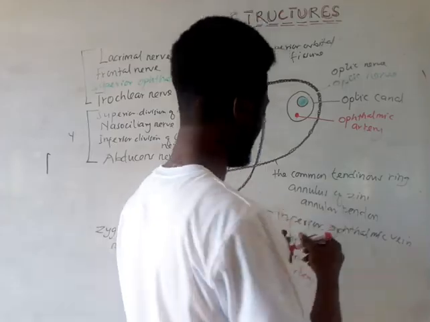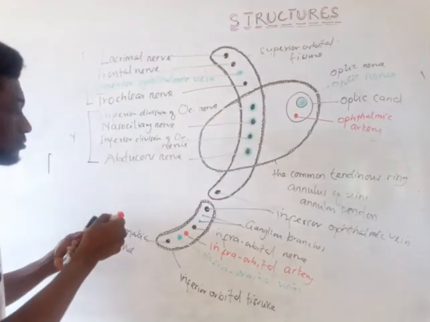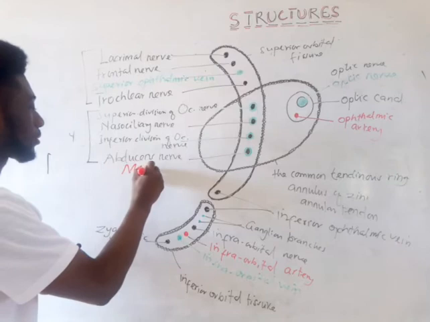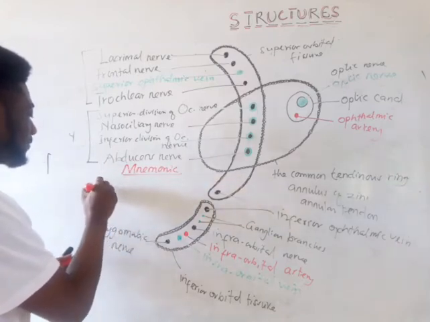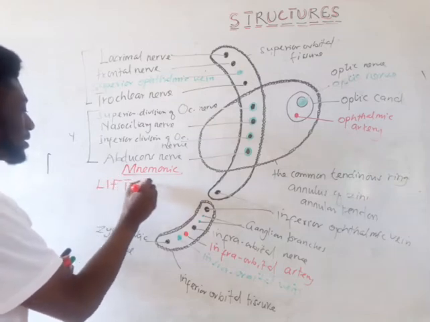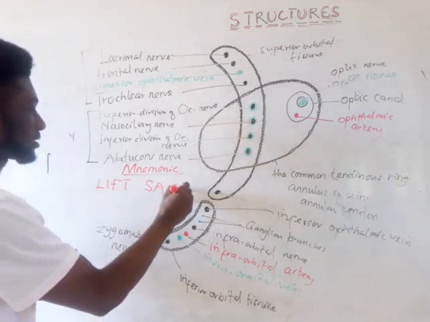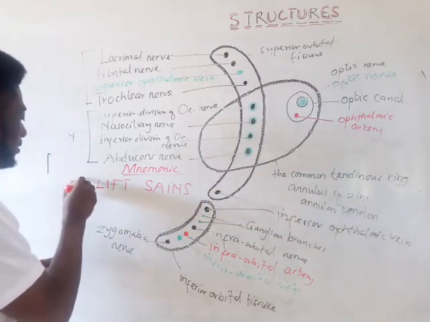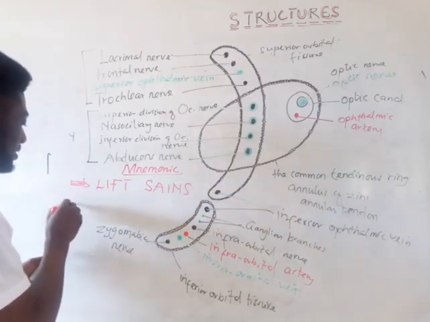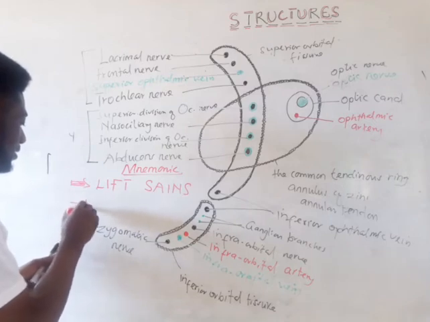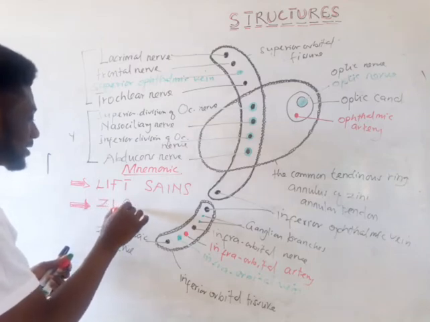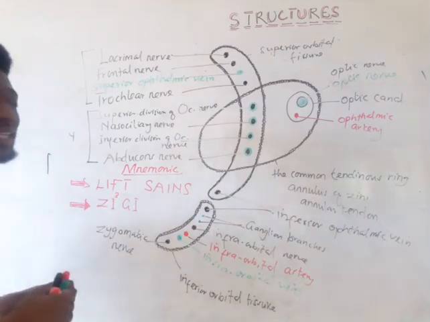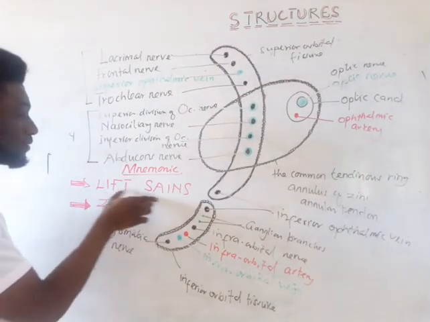The first one is the mnemonic LIFTS AINS. And then the second one is Ziggy, but this I is to the power of 3. That is all. Now, what is LIFTS AINS?